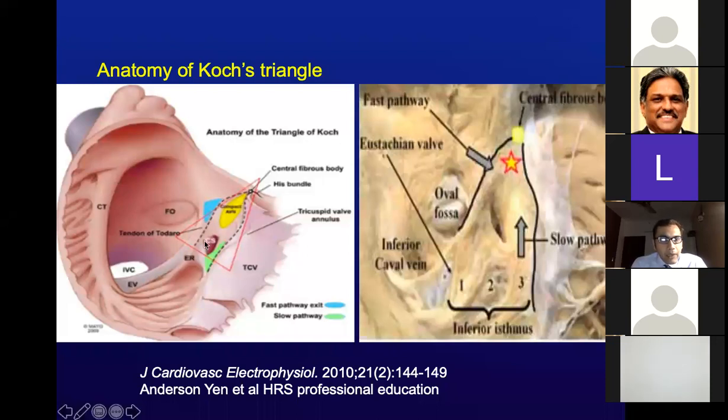Now, again, this is more posterior. Remember, this is the RAO view. So anything posterior is the posterior right atrium. Anything anterior is the anterior right atrium. And if you see carefully, the posterior right atrium is essentially smooth. It does not have a lot of structures in it, and it is in communication with the SVC and the IVC.